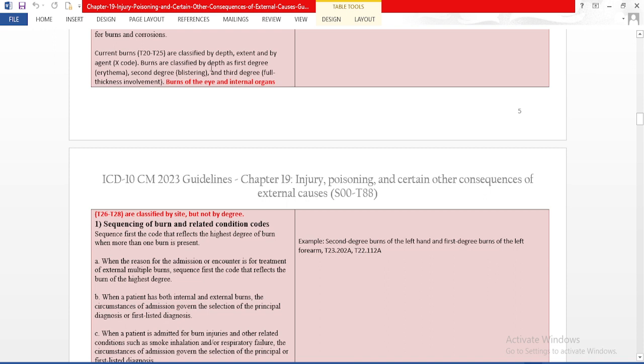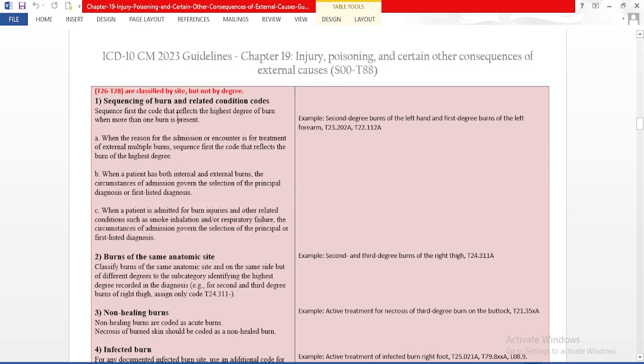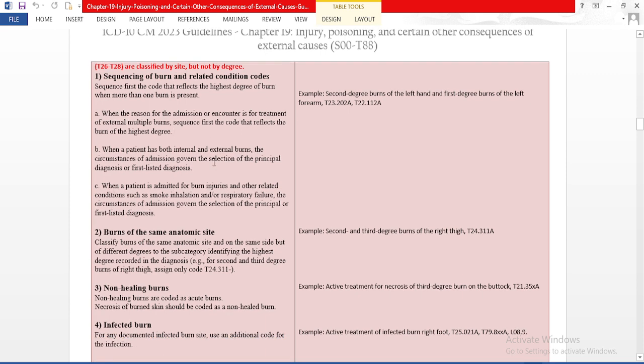So basically burns are classified by depth as first degree erythema, second degree blistering and third degree full thickness involvement. So we need to check the depth of the burn the patient has. Burns of the eye and internal organs are classified by site but not by degree. Whenever we have multiple burns, we need to code the highest degree burn first, then the lowest degree. So if the patient has multiple external burns, we need to sequence first the code that reflects the burn of the highest degree.